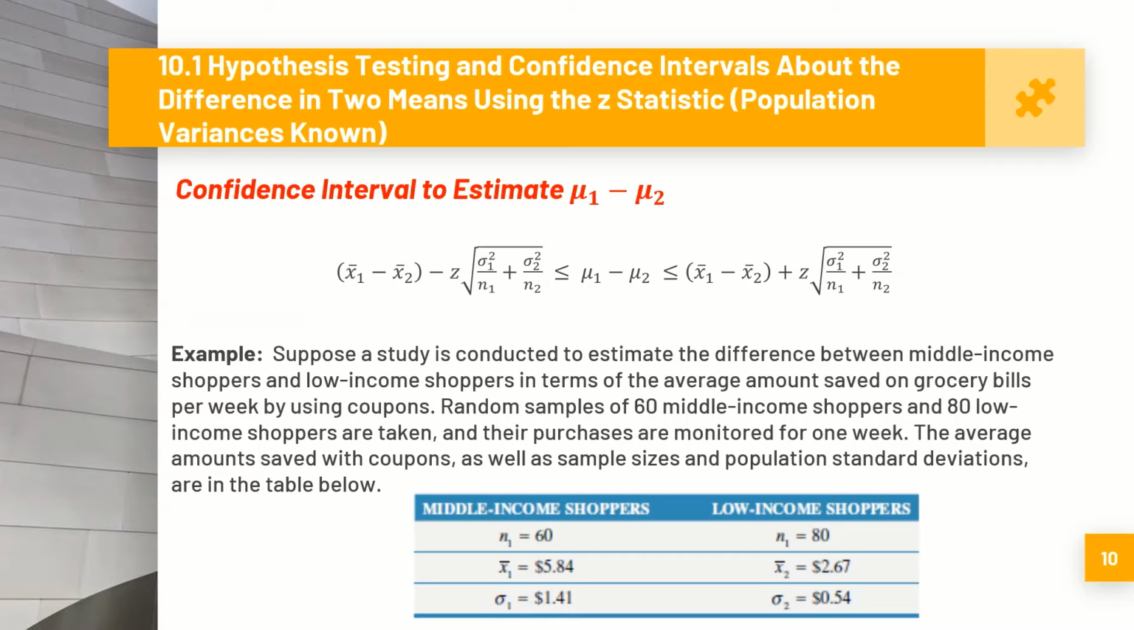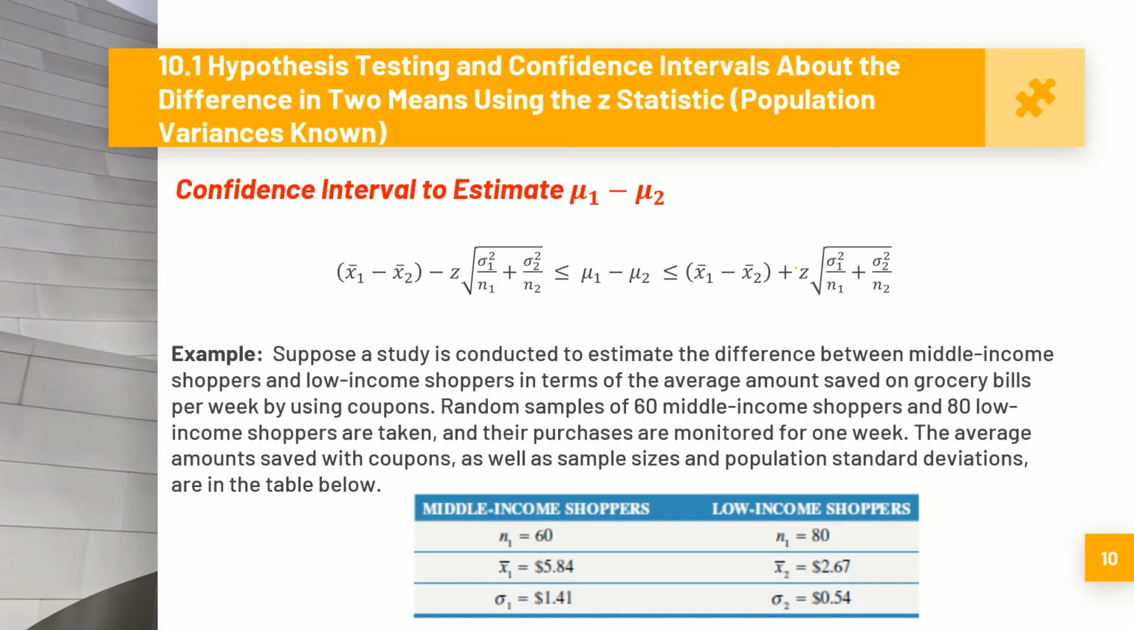So the formula would be the quantity of the mean of the sample from population 1 minus the mean of the sample from population 2, minus your confidence level times the square root of the variance from population 1 squared divided by the number of samples from population 1, plus the variance from population 2 squared divided by the number of samples from population 2. On the other side of the formula, you would just change the subtraction sign to an addition sign in order to compute the confidence interval.